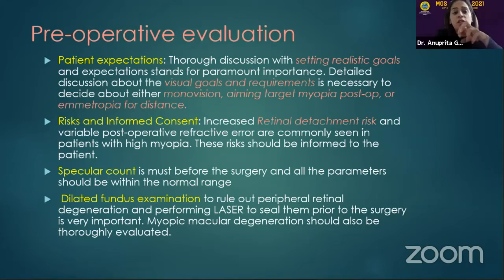Risks should be informed to the patients because of the second surgery. The risk of retinal detachment, of course, because most of them are myopic, is increased. Specular count is very important in these cases to know the state of the endothelium, because we don't want a decompensated cornea and a majorly unhappy patient later. Dilated fundus examination is very important to rule out retinal degeneration, and performing laser to seal them is important. Also, myopic macular degeneration should be thoroughly evaluated if required, and OCT should be performed if in doubt.